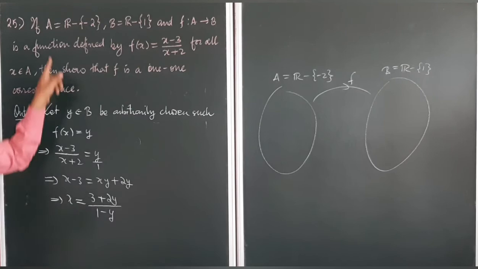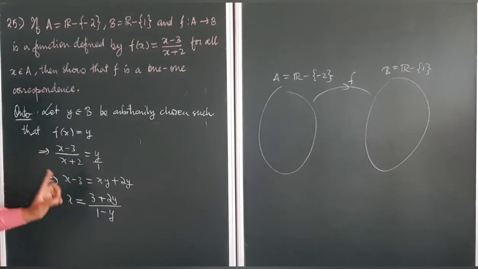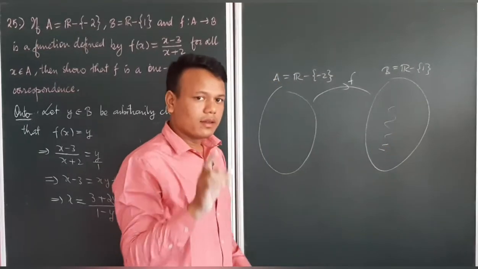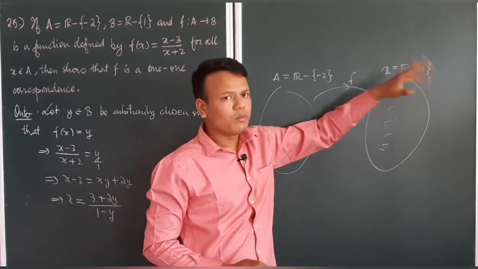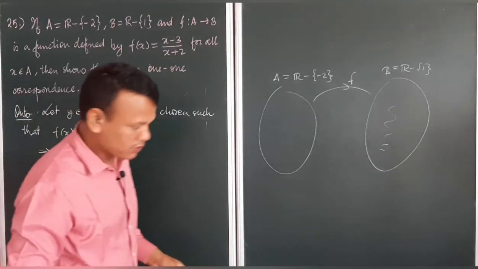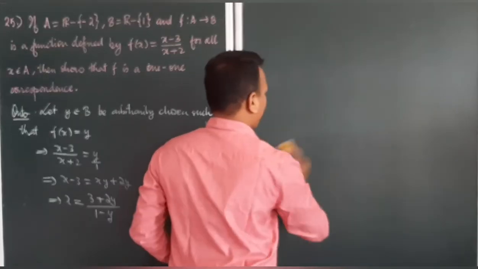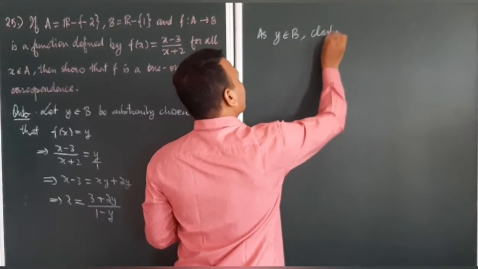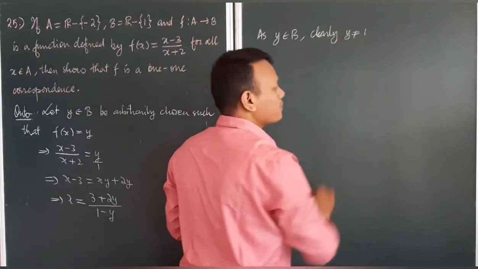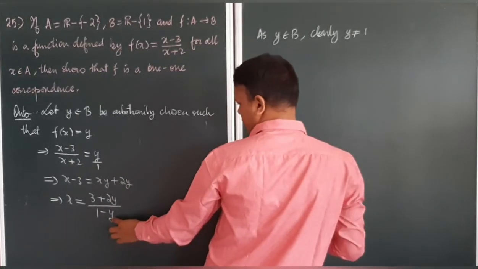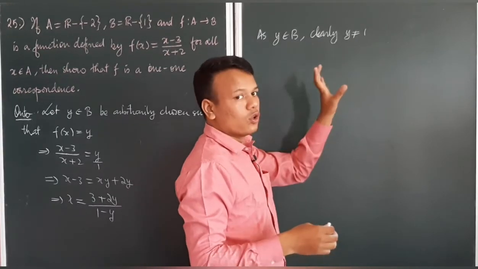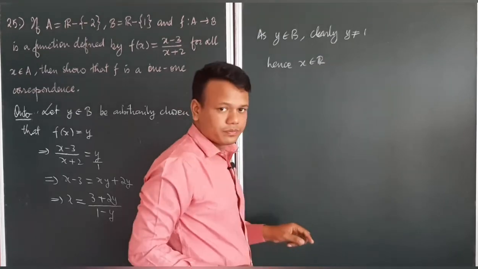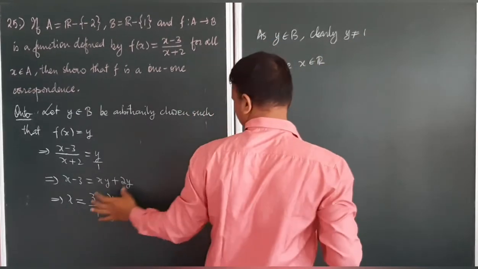Now let's check whether this x comes from the first set, that is A, or not. Now see, this y is coming from B, isn't it? If y is coming from this set, then can y be equal to 1? No, because here 1 is removed. So as y belongs to B, clearly y will not be equal to 1. Hence, if you choose any value for y other than 1, you see that x will be a real number. So x belongs to the real numbers. Choose any value for y other than 1, you will find that this x belongs to R.